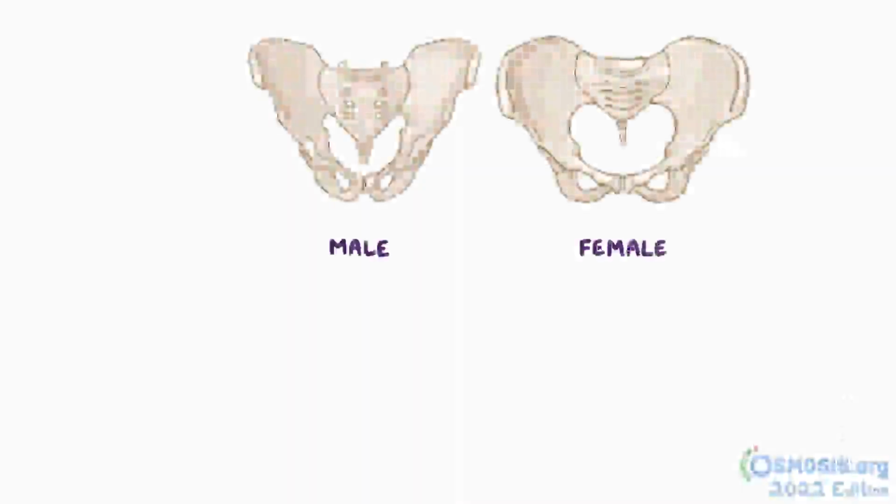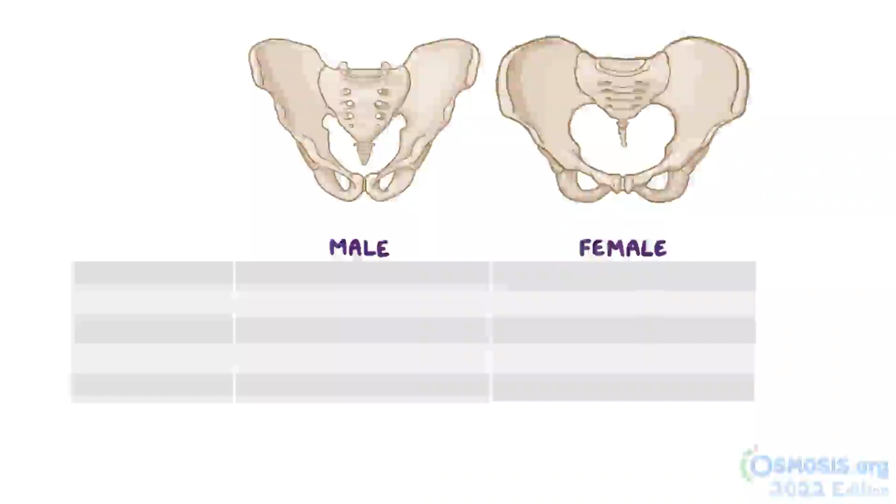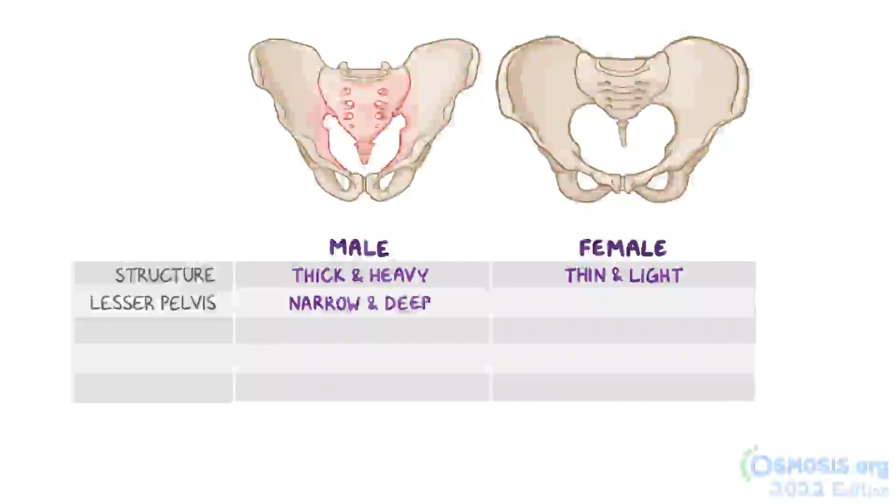Finally, there are differences between male and female pelvis. These differences are mainly due to the heavier build and larger muscles of men compared with the female pelvis, which is adapted for childbirth. The male pelvis is thick and heavy compared to the female pelvis, which is thin and light. The lesser or true pelvis is narrow and deep in males, but wide and shallow in females.